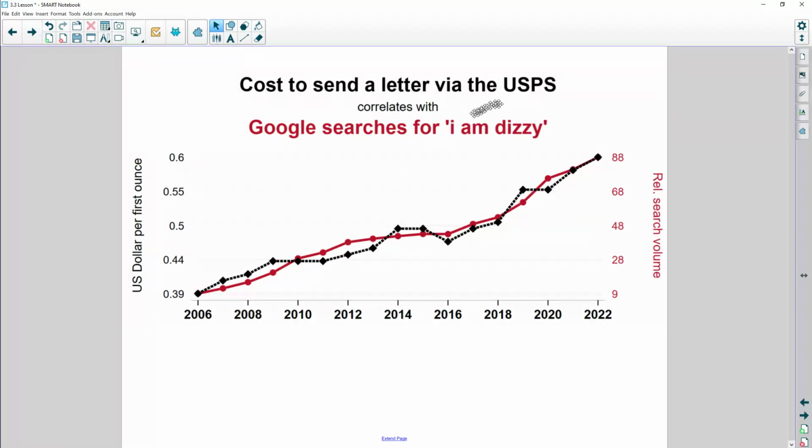How about the cost of sending a letter, which maybe you've never done. It's been a long time since I've sent one. And the Google search for "I am dizzy." Well, look how closely they're related. So more people sending out letters, more "I am dizzy" searches.